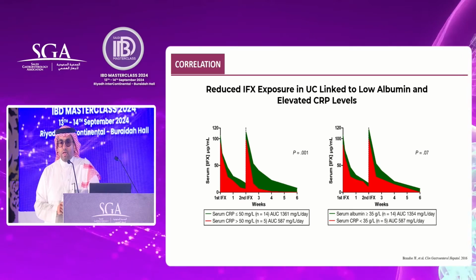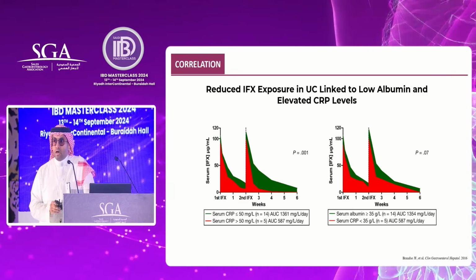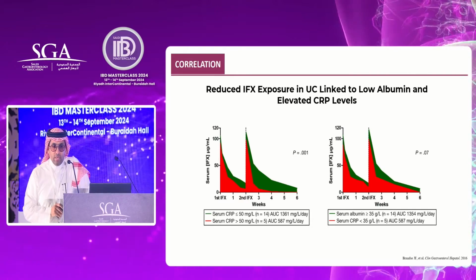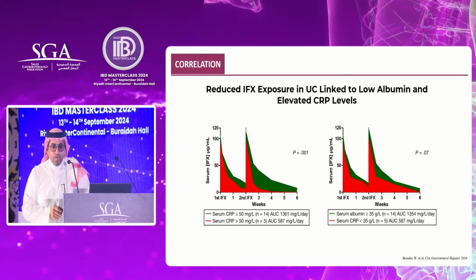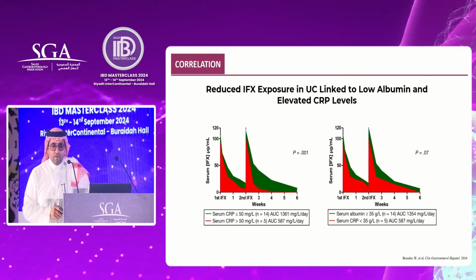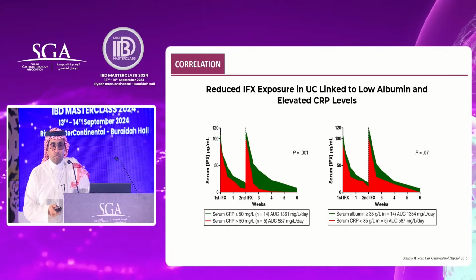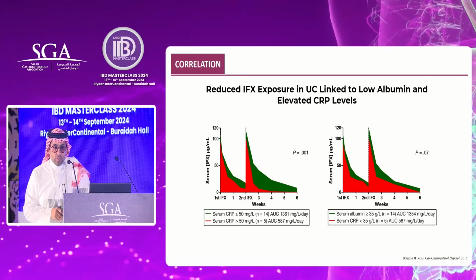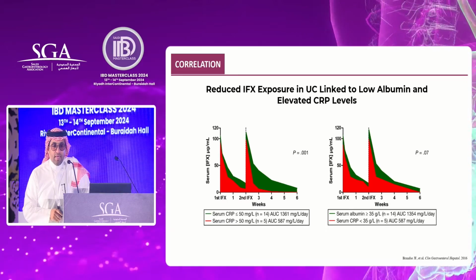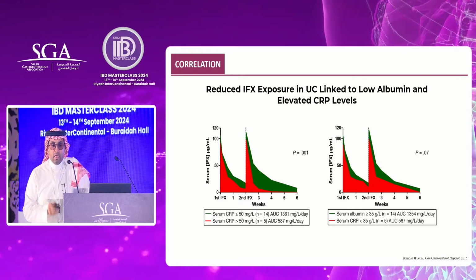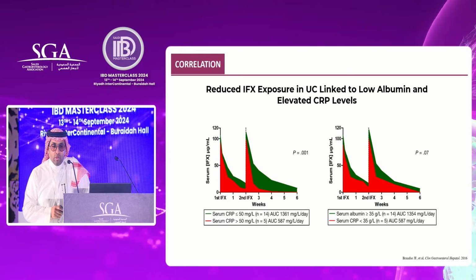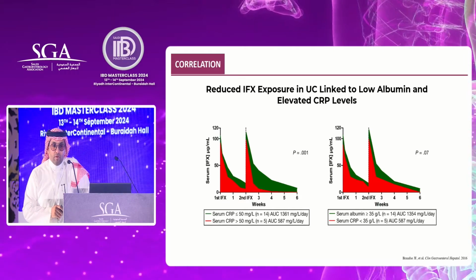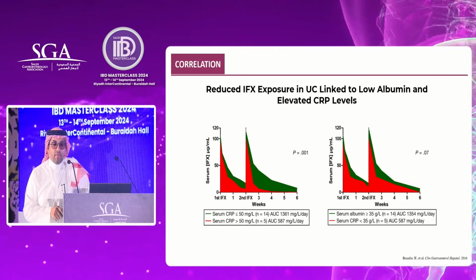So it's very important to know that low albumin and elevated CRP level will impact infliximab exposure. As we can see here, in those patients with high CRP, the concentration of infliximab is around 500, while those patients with lower CRP, less than 50, it is more than doubled, more than 1,000. So there is an increase of infliximab clearance with high CRP, and in albumin we also see the same with low albumin. There is a decrease of infliximab exposure, but it is less significant than with CRP.